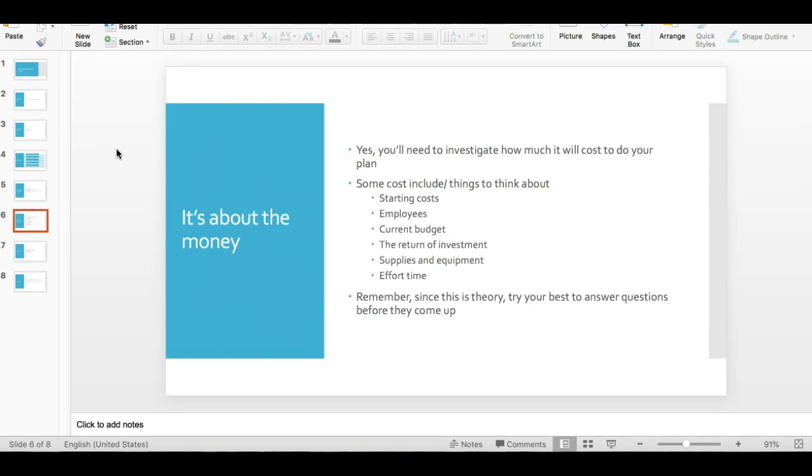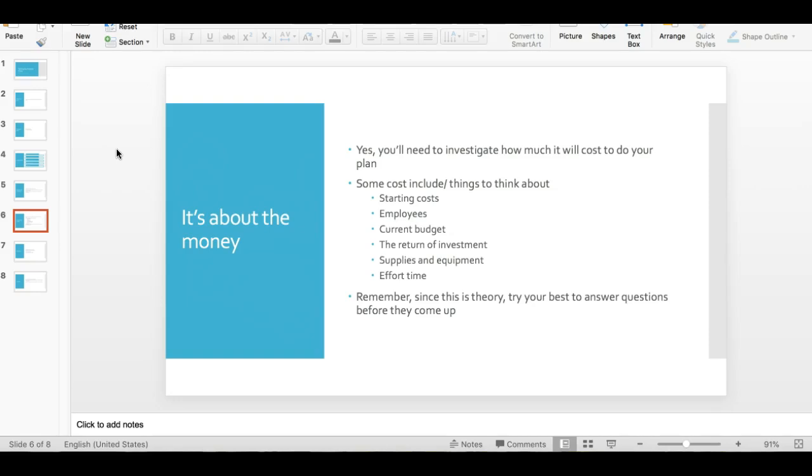When you're looking at costs, there's some things I want you to think about. Costs, like the starting costs, stuff like supplies and equipment are things people don't think about. Yeah, it costs money to mail things. It costs money to make copies. So you want to think about supplies and equipment. You want to think about employees and effort and time.